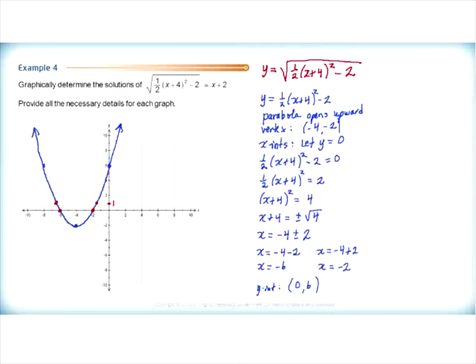As well, when we're sketching the graph of this function, the graphing method is not always as precise as we need it to be, but we try to sketch it as best we can. So that's the graph of y equals the square root of 1/2 times (x plus 4) all squared minus 2. As well, we also need to graph the line y equals x plus 2. That represents a linear function in which the slope is equal to 1 and the coordinates of the y-intercept are (0, 2).